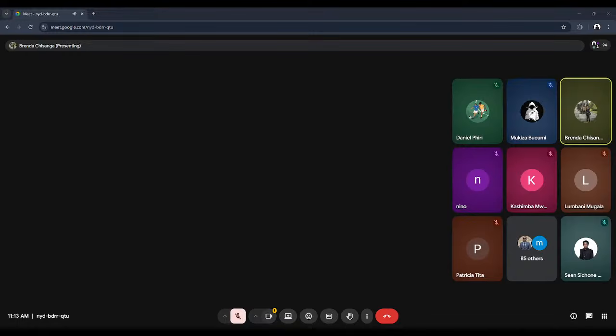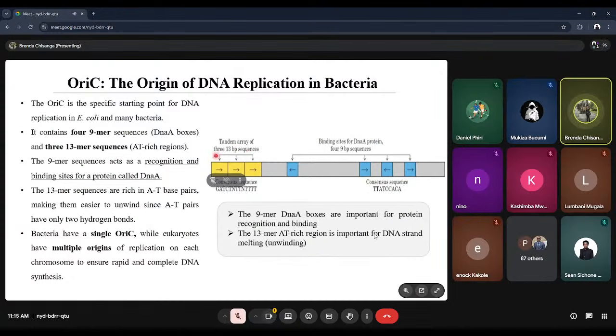In addition to that, this region also has a 13-mer. The number 13 just represents the count of nucleotides. For example, if I pick the first yellow box, the number of nucleotides in that region is 13. The 13-mers are only 3 repeats, meaning you've got 13 nucleotides here, 13 there, 13 there. This is one region of the origin of replication.